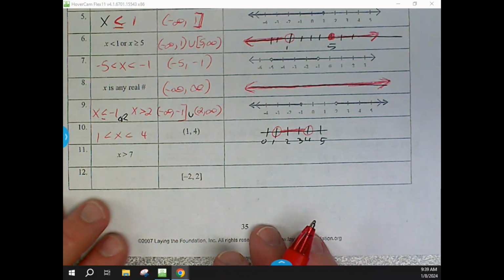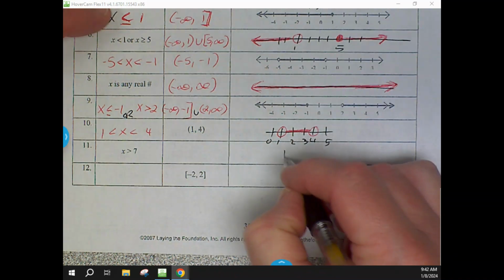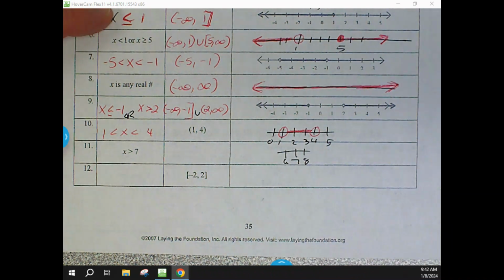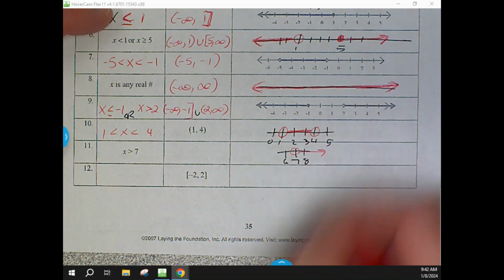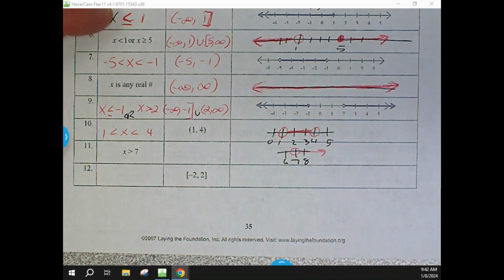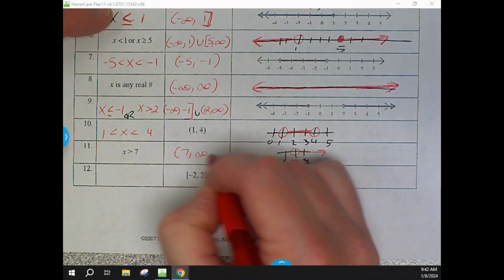Okay, and the last two, if you want to fill those in real quick, just see what you think, and then we'll wait just a second to show you what those answers are, and then that'll wrap us up for today. Okay, so real quick on this one. X greater than 7. 6, 7, 8. Should be open circle at 7, headed that way. So interval notation wise, we've got an open circle at 7, headed out to infinity.